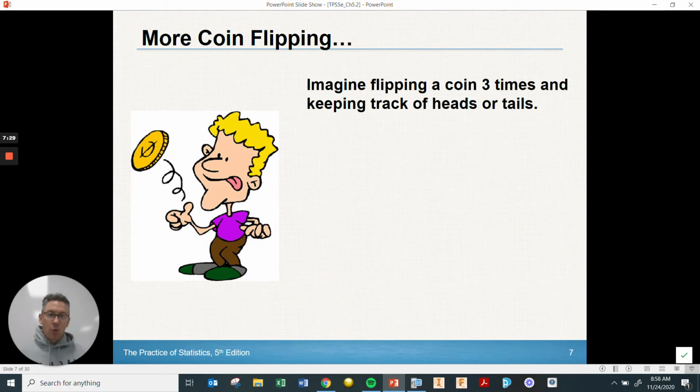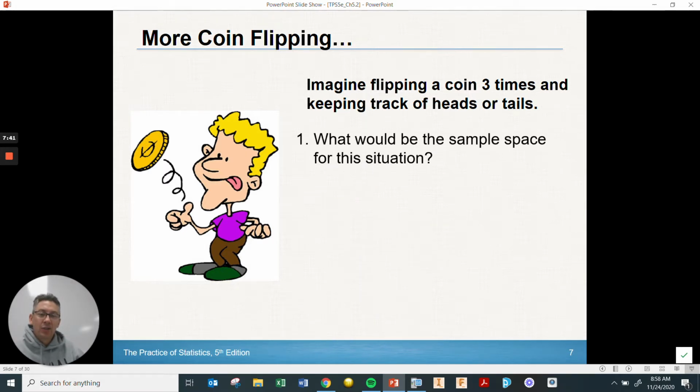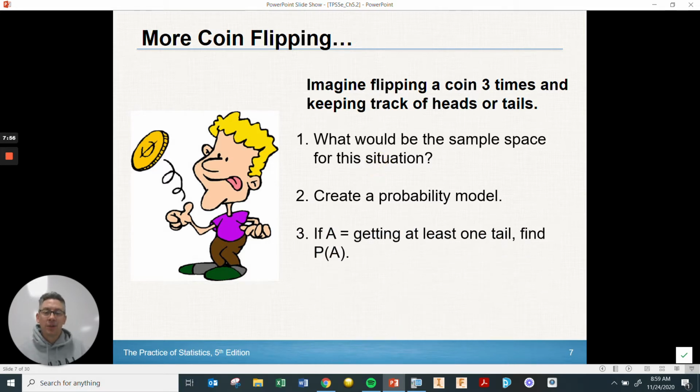So now we're going to look back at coin flipping. I want you to picture that we're flipping a coin again, except this time you're going to flip a coin 3 times in a row. And you're just simply going to keep track of, did you get heads, did you get tails on each one of those 3 coin flips. And so we're going to try and answer 3 things. We're going to wonder, first off, what's the sample space? What are all the things that can happen? We're going to try and create a probability model from that. So we're going to list not only what can happen, but what are the probabilities of them. And then finally, we're going to say an event A is defined as this. Event A is you got at least 1 tail. And can we find the probability of that happening?